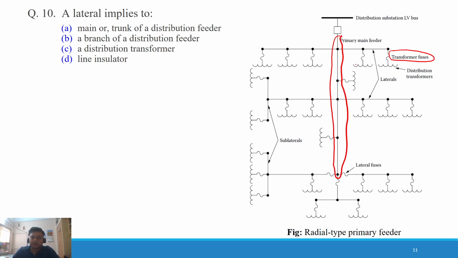So this one is a lateral, this one is a lateral, this one is a lateral, this one is a lateral, that is connected to the primary main feeder. And the sublaterals are those connected to further laterals. So this one is connected to one of the laterals. So these are sublaterals.